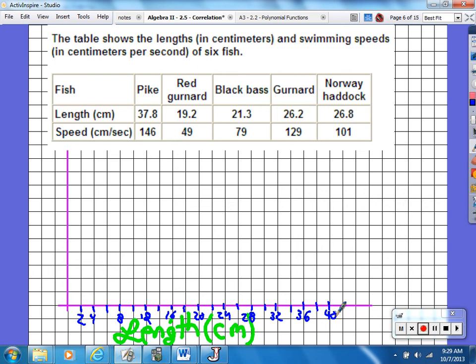Dalton, pick somebody since I picked you. So what's something else I need to put on this graph? The speed. Okay. So we'll put that on this axis. So speed in centimeters per second. So notice I labeled that again.